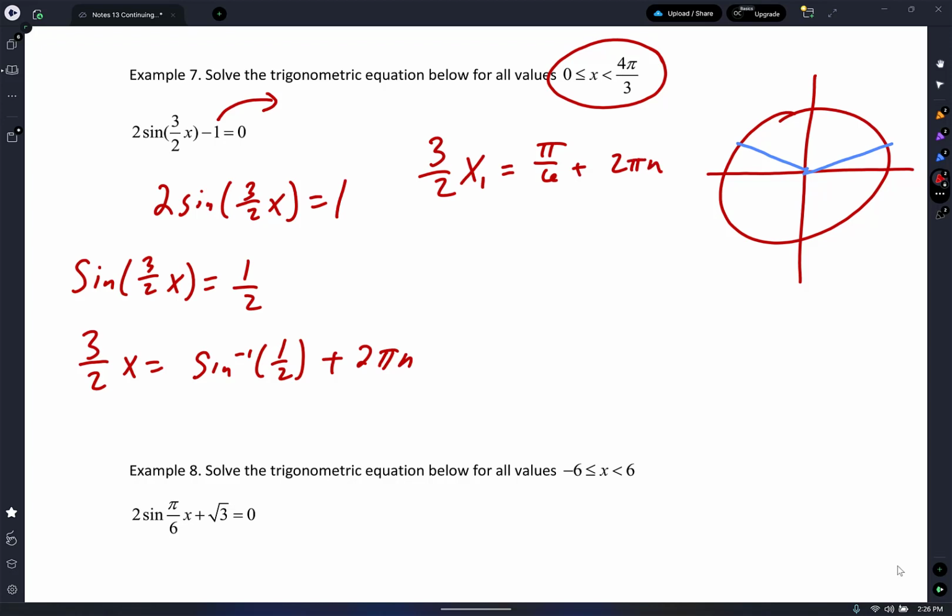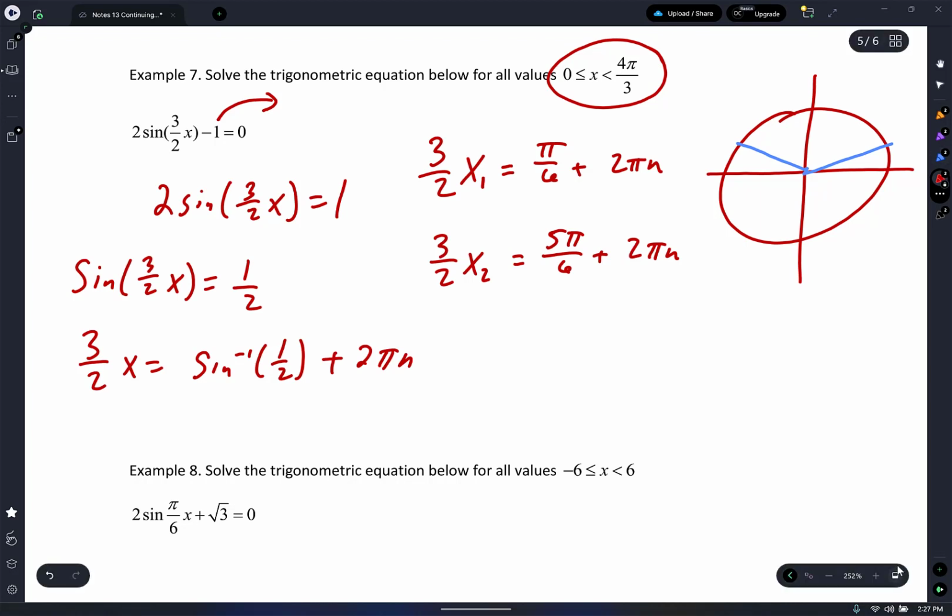And then in quadrant 2, what is it? I'm going to write 3/2 x2. Perfect. 5 pi over 6. I know we haven't been doing the unit circle quizzes, guys, but the unit circle doesn't go away. We're going to use it the whole year.